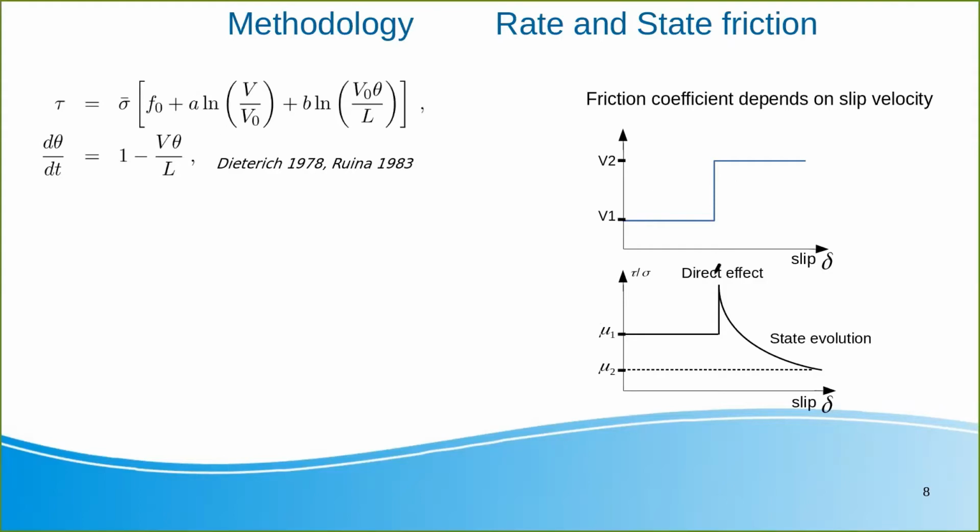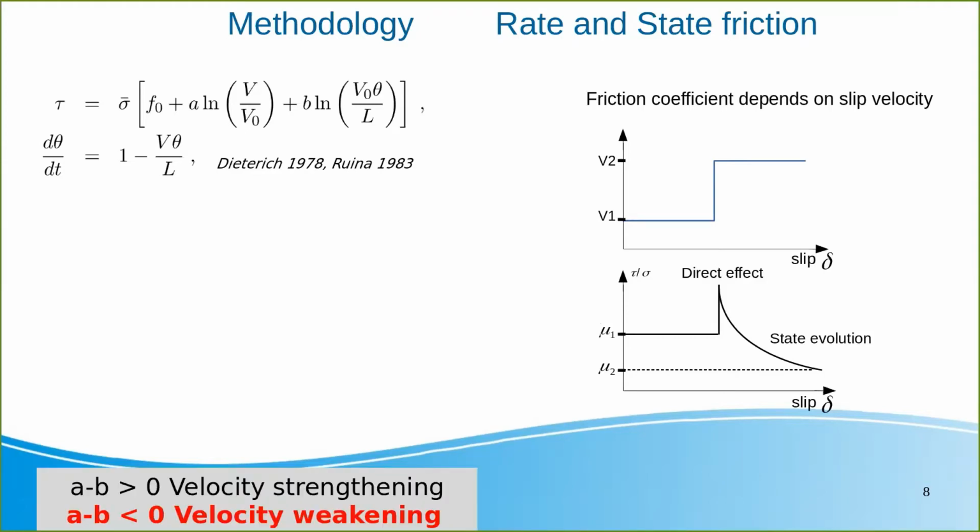Then when we have this peak in the friction, we have a state evolution effect, which depends mainly on the value of B. So these two parameters are really important because they control how friction evolves at a point of the fault. And from these two values, specifically from A minus B, we have two main regimes, velocity strengthening and velocity weakening. Velocity strengthening is when we have an increase in friction when we have sliding on the fault, but velocity weakening is when friction decreases really fast because we have unstable sliding on the fault.